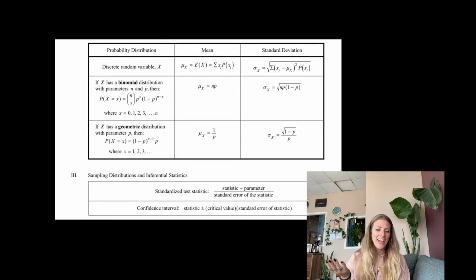Moving on. All right, next up is probability distributions, looking at the mean and standard deviation. So first one is a discrete random variable X. For all of those who don't remember, discrete is like countable. I think I made a video once that was describing the difference between discrete and continuous.